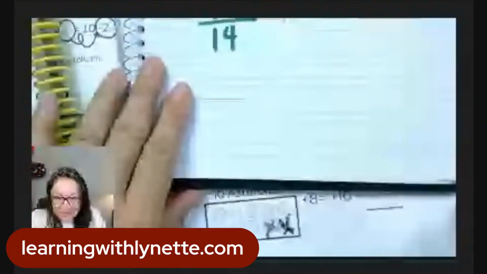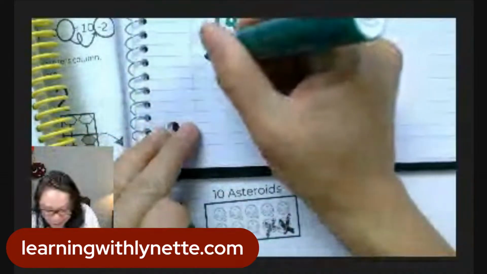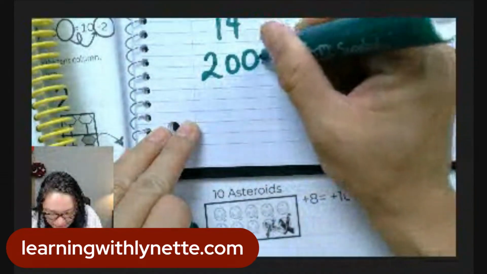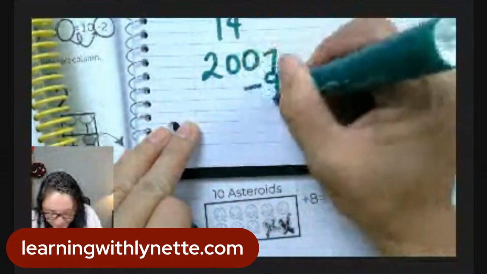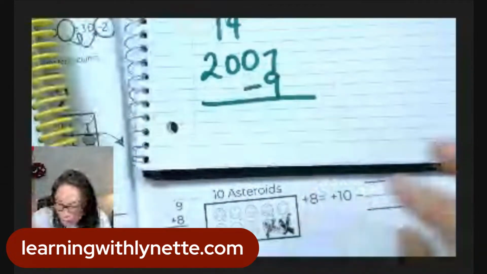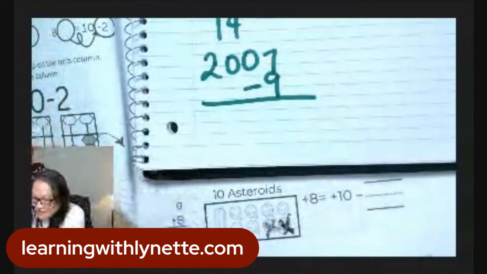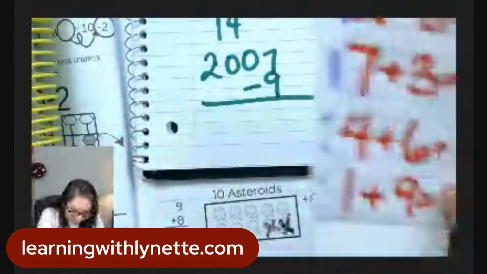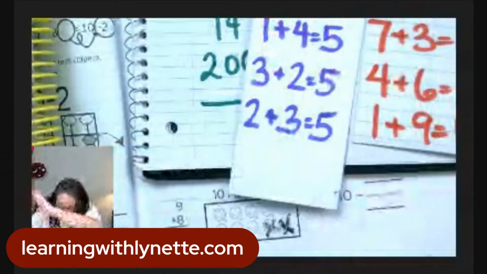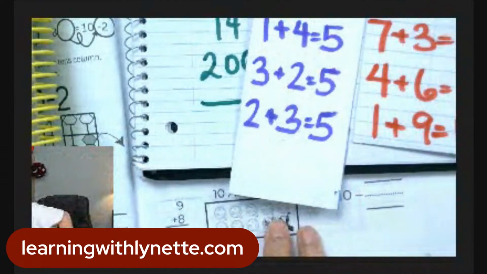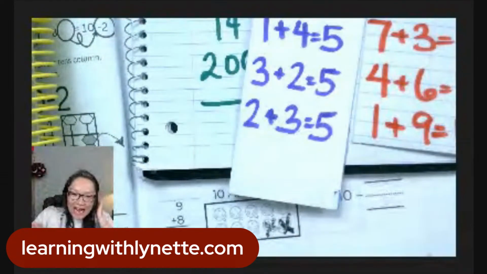Let's do minus. 2007 minus 9. It utilizes all the tricks. It does. But you know what? You only need to know the two sets. That's what's crazy about it. You just need to know these two sets, and the sky is the limit when you add and subtract.